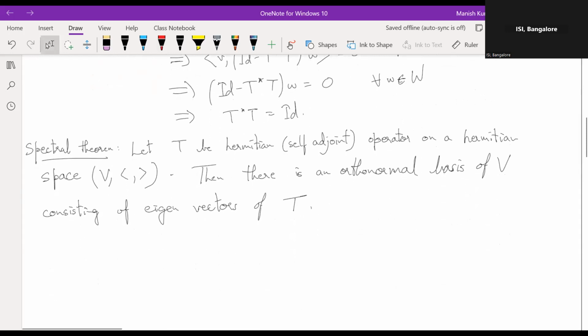And then, I had stated the spectral theorem for self-adjoint operators. So today we'll see a proof of it.